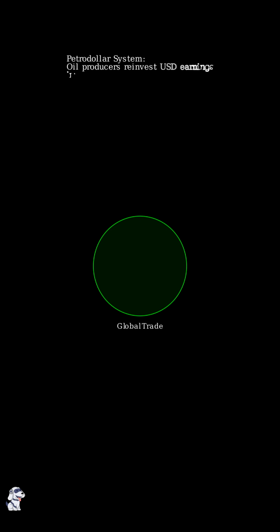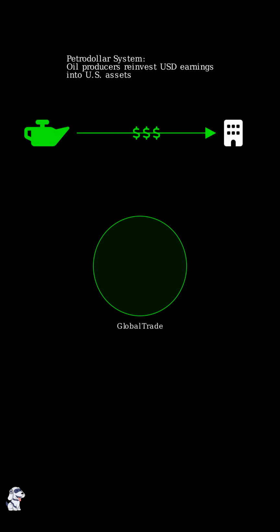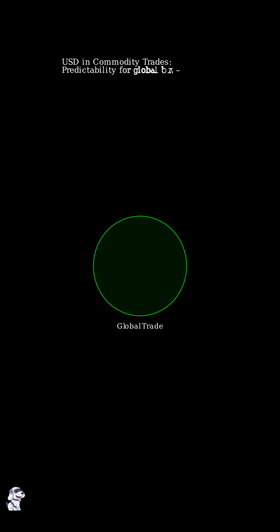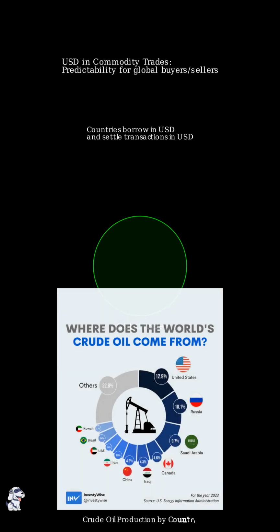A key example is the petrodollar system, centered on oil trade. Oil producers receive U.S. dollars for their exports and reinvest those earnings into U.S. assets, such as bonds and treasury securities. This creates a cycle that strengthens the dollar's global dominance. Beyond oil, the dollar is used in most commodity trades, providing predictability and stability. Countries borrow in U.S. dollars to finance development and settle international transactions in USD, reducing exchange rate risks.